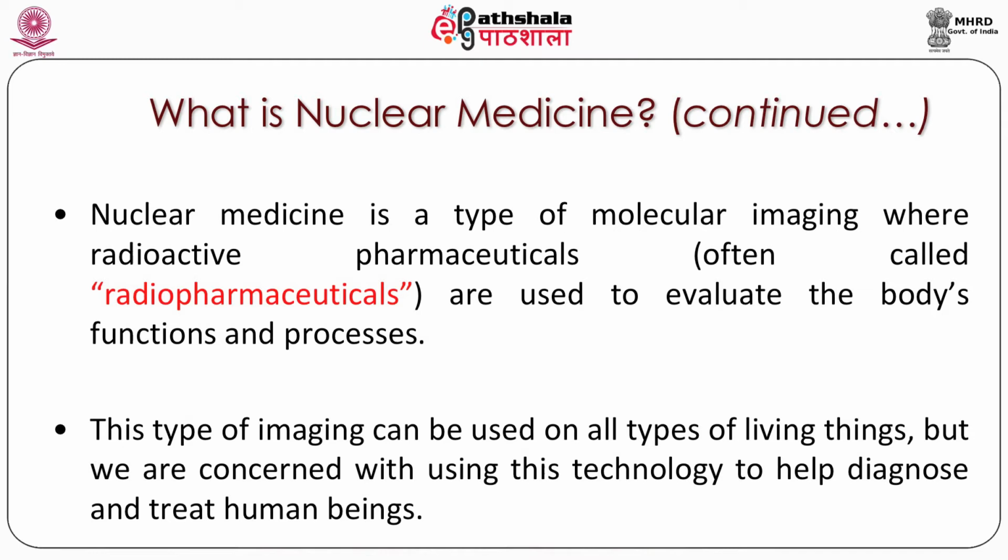Nuclear medicine is a type of molecular imaging. Why do we use the term molecular nowadays? Because we are using radioisotopes like positron emitters, which annihilate and give 2 photons. It means you are able to diagnose the disease at a cellular level. That's called molecular imaging, which often uses radiopharmaceuticals to evaluate body function and processes. This type of imaging can be used on all types of living things, but we are concerned with using this technology to help diagnose and treat human beings.